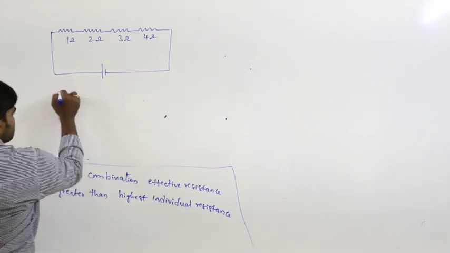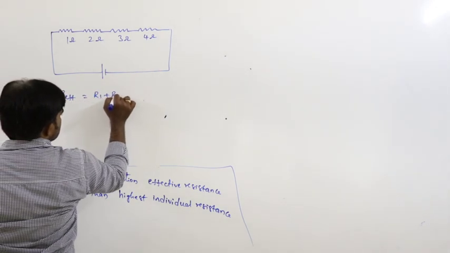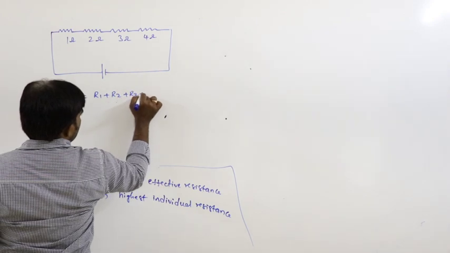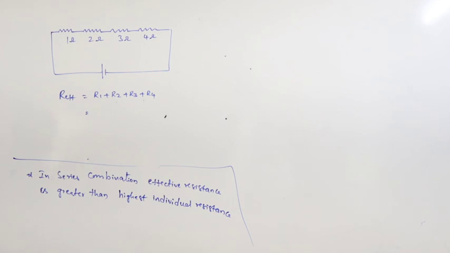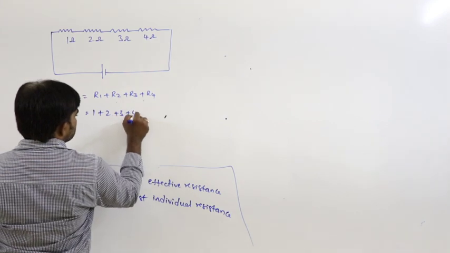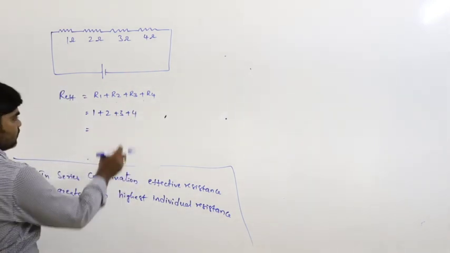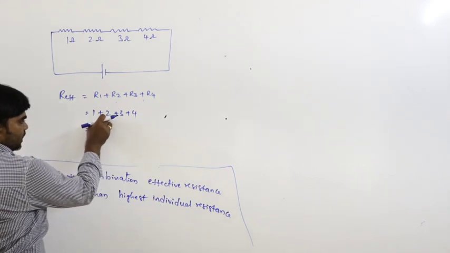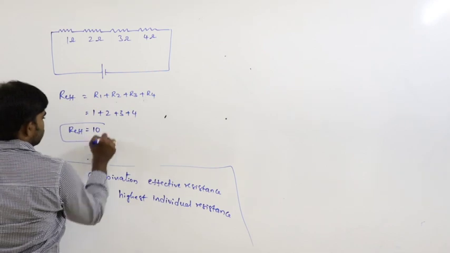What is the effective resistance? R effective is equal to R1 plus R2 plus R3 plus R4. That is 1 plus 2 plus 3 plus 4. So what is the value? 4 plus 3 is 7, plus 2 is 9, plus 1 is 10. So R effective is equal to 10.